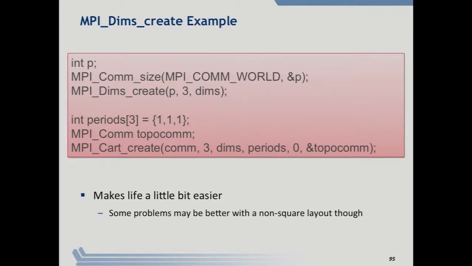And that's in the next slide. Yeah, this slide does that. So I've done MPI_Comm_size of comm world, and then I call MPI_Dims_create with this size, 3, and this is a dims array, and then I just pass the dims array to Cart_create. That's the more typical use of that function.